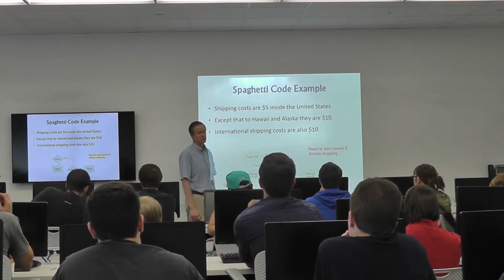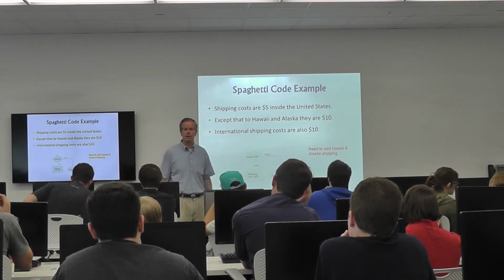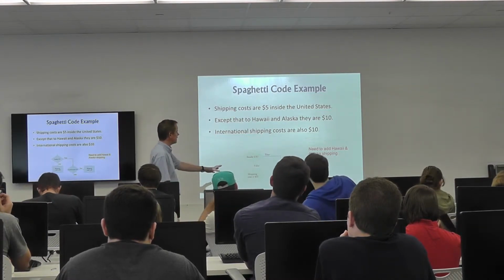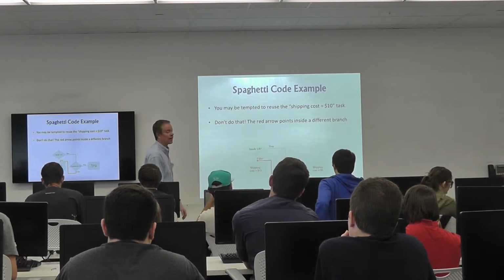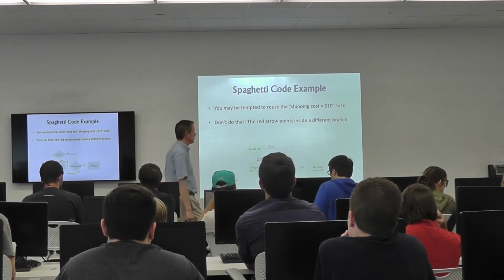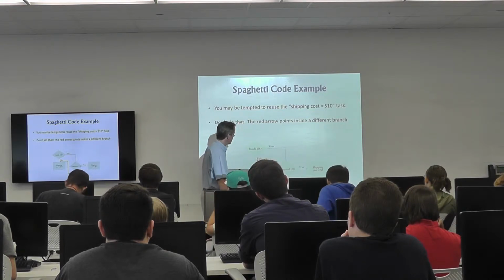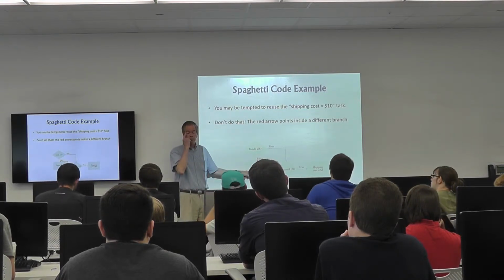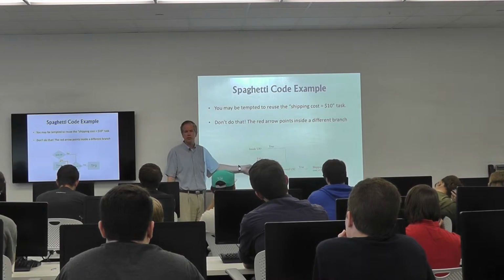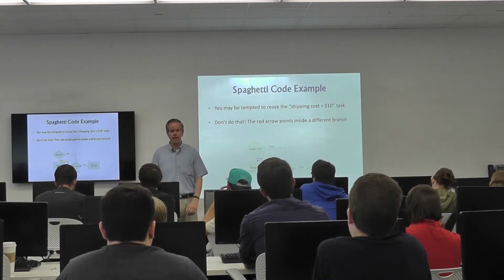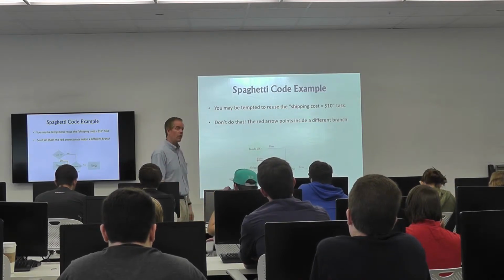The one thing we're missing from this, of course, is the whole Alaska-Hawaii thing. And how much does that cost? $10. All right, so we've got to stick it in here someplace. One way to do it, and the completely wrong way to do it, would be to say, okay, if you're not in the continental U.S., then we'll just tap over here, because we already have shipping costs equal to $10. We already have the code to do this. Let's just tap in here and use the code, because it's already there, right? And you're right, that will work.